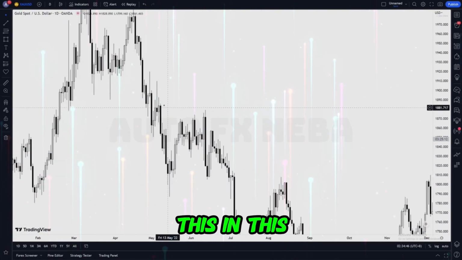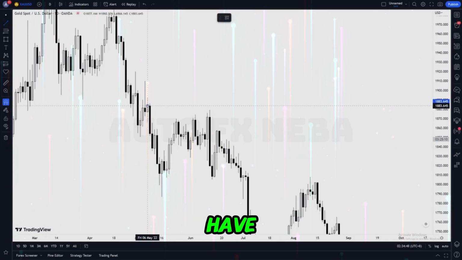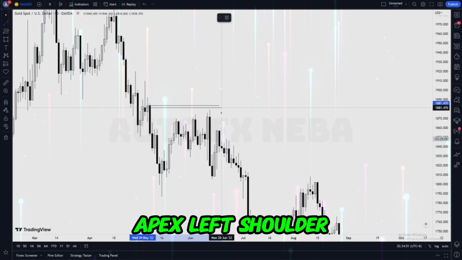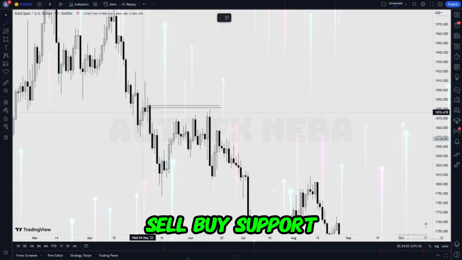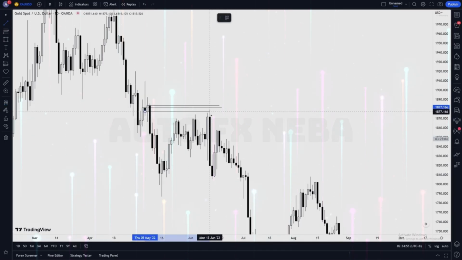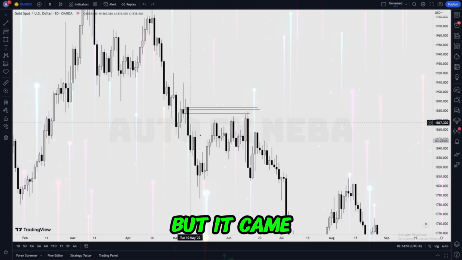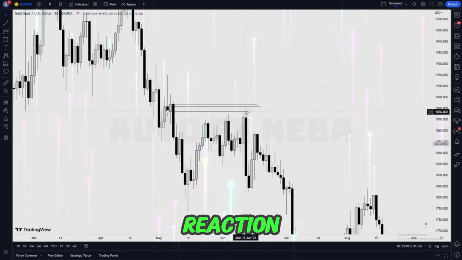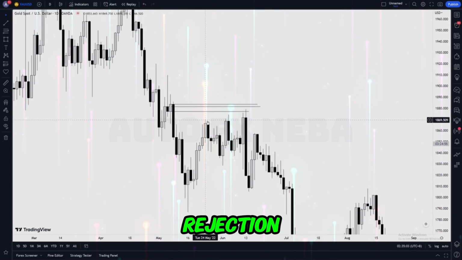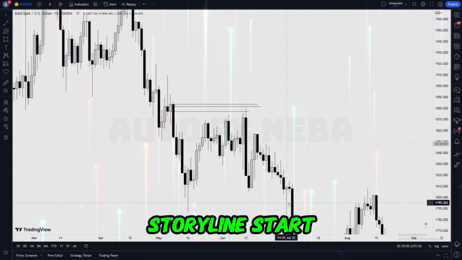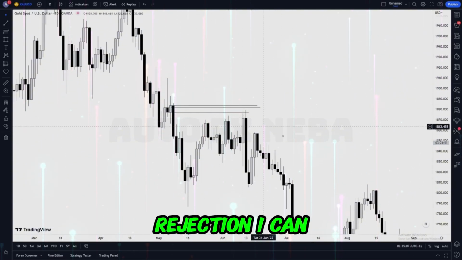If you look at this, in this case, what do we have? Apex, left shoulder, sell, buy, support, break, become resistance. But if I were to take this off, I would have missed the trade. But it came down here, which is why I'll wait for a reaction here. What's my reaction? I want to wait for a rejection, and a storyline start. Then we have a rejection, and I can take the trade from there.